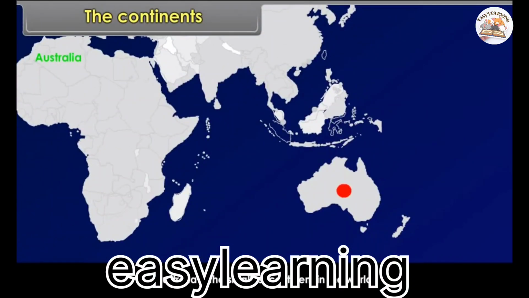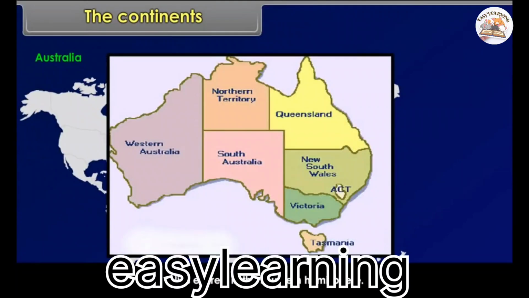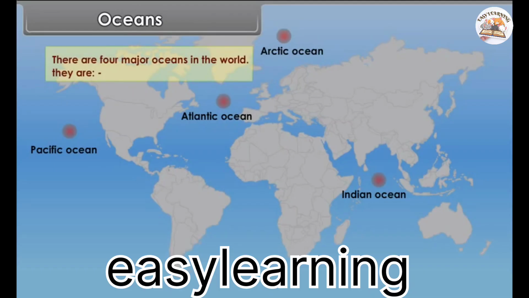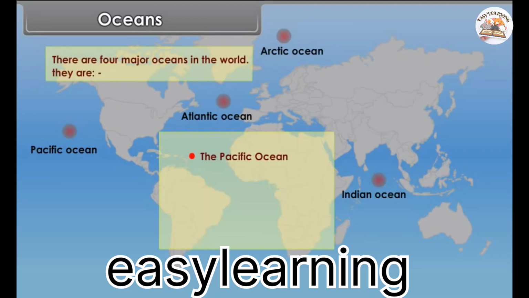Australia. Australia is the smallest continent in the world. It lies in the Southern Hemisphere. Oceans. There are four major oceans in the world. They are the Pacific Ocean, the Atlantic Ocean, the Indian Ocean, the Arctic Ocean.